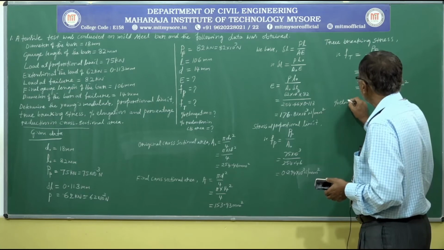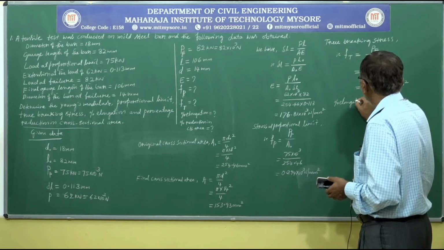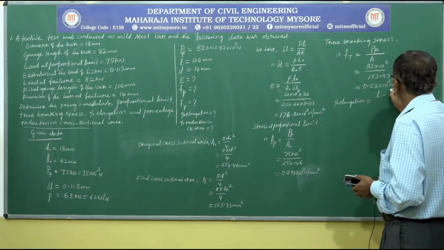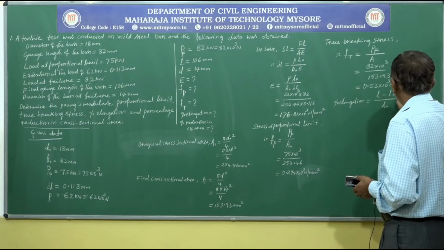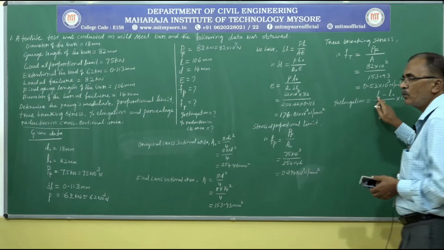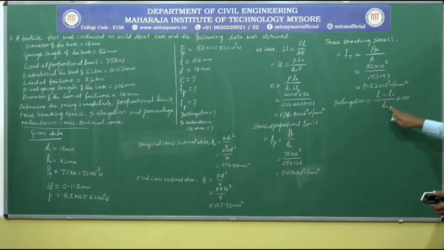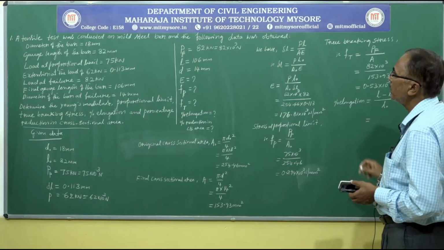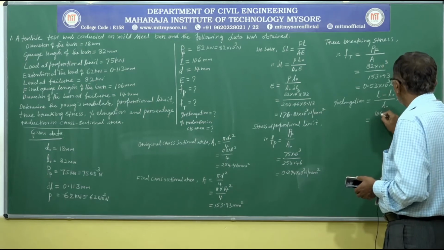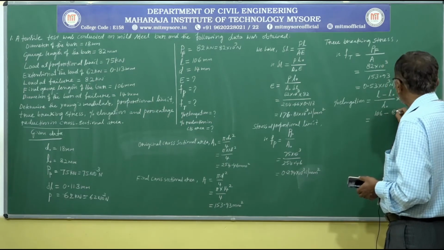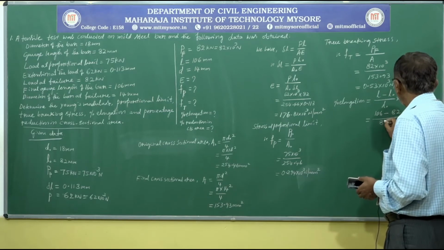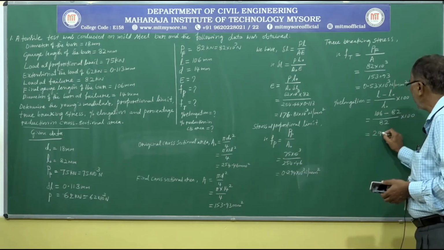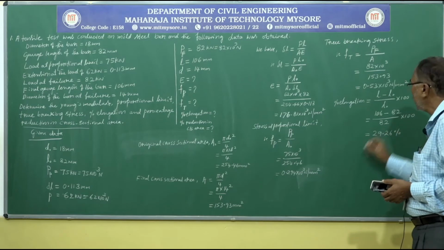Percentage elongation is equal to (L minus L naught) divided by L naught, multiplied by 100, where L is the final gauge length and L naught is the original gauge length. That is equal to (106 minus 82) divided by 82 multiplied by 100, which is equal to 29.26%.